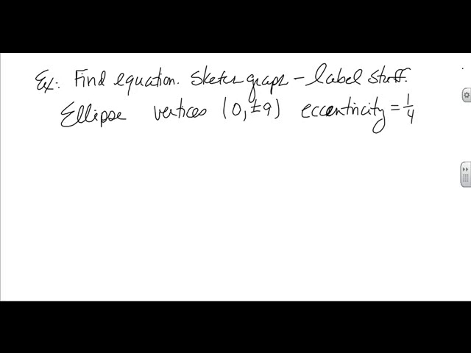So with an ellipse, we're talking about coordinates of the vertices, coordinates of the foci, and equations for the directrices. So if we start with the information that we're given here, we know to begin with that A is 9 and E is 1/4.